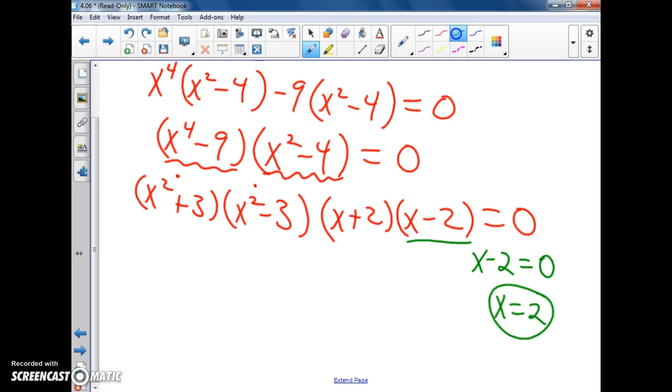Okay, let's look at the next one right here. X plus 2 equals 0, right? So how much will x equal? X will equal negative 2. Okay, you got the second answer right there.